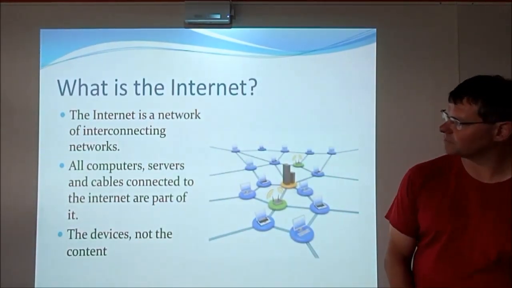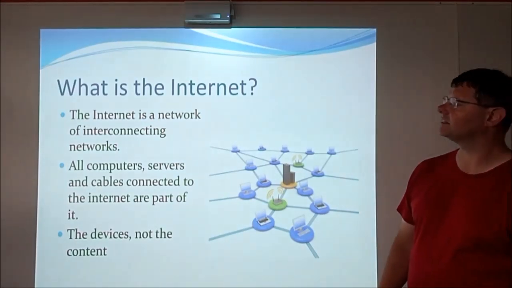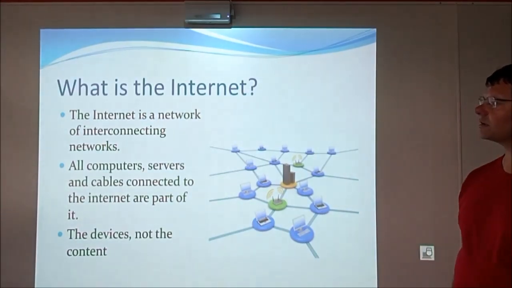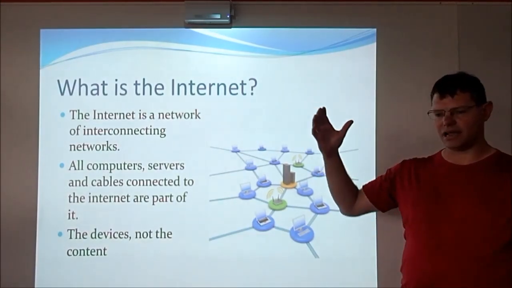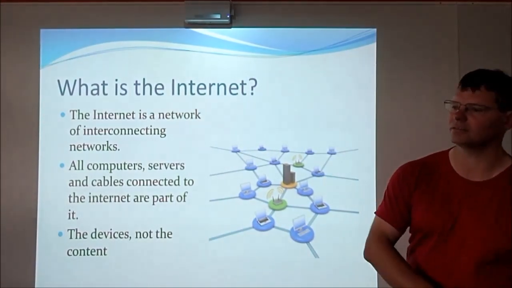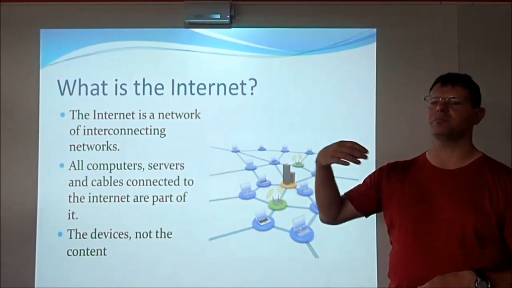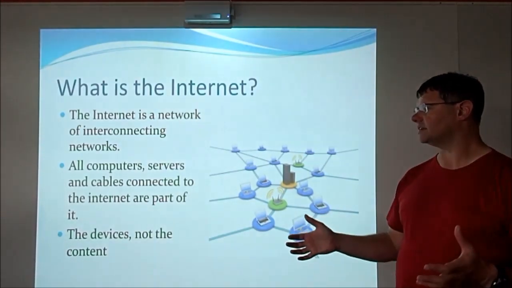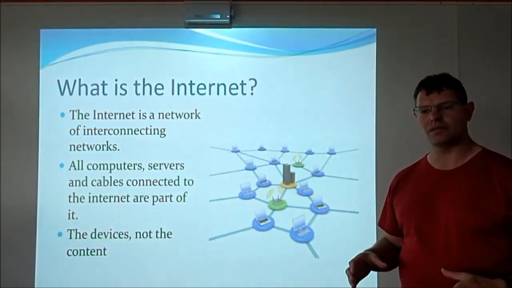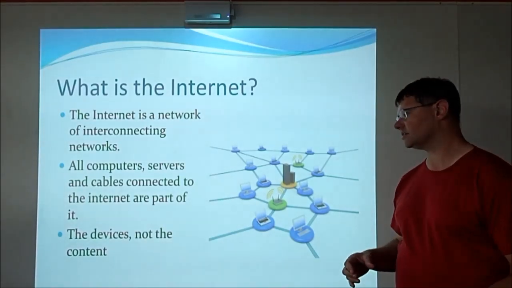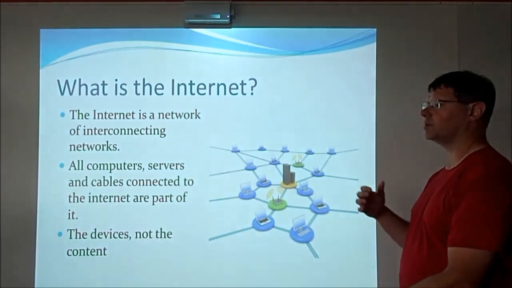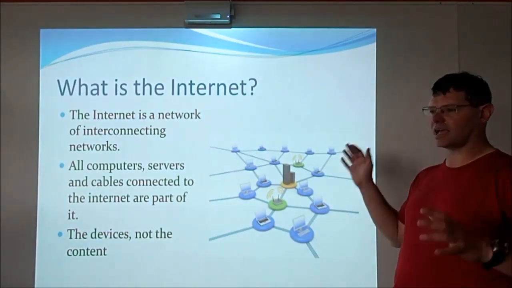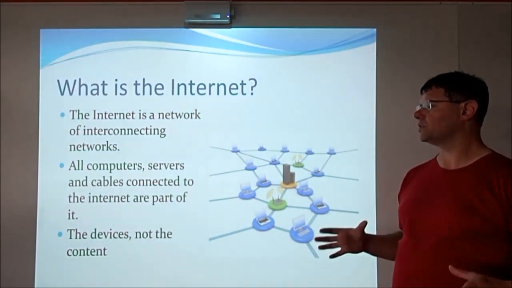Right, what is the internet? So the internet is a network of interconnecting networks. So you'll have a network at home that will then be connected to the internet, which is connected to everybody else's network. And basically it's all of the different computers that are connected to the network, all different devices, all of the wires, all of the web servers, all of the people that provide you the internet, all of the cables in between them. That's all the internet.